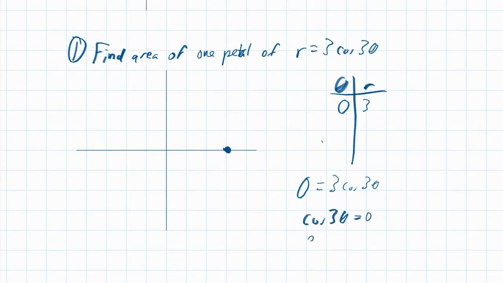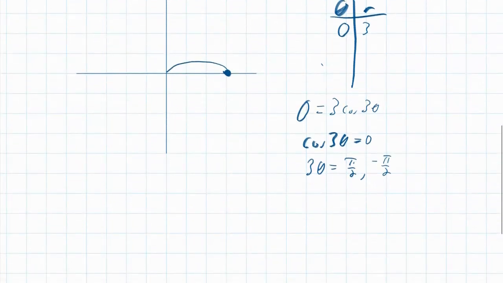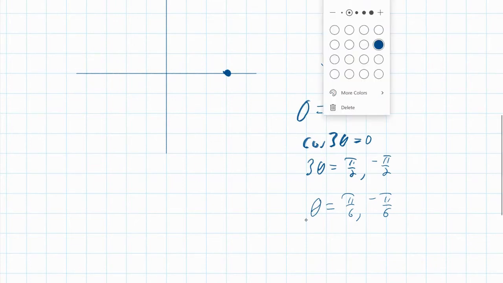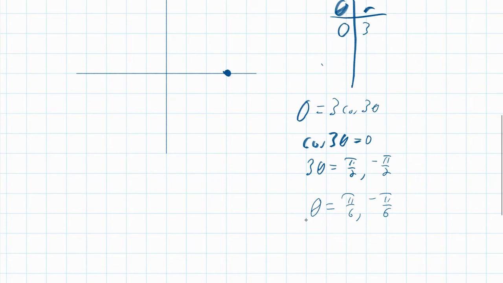That happens anywhere that 3 theta is equal to pi over 2. And another one would be negative pi over 2 if I go in reverse. Those are two places where the radius is equal to 0. If I divide by 3, theta could be pi over 6 or theta could be negative pi over 6. That should make sense based on what you're seeing. We know this is swinging back in like this and also doing the same thing here. So theta is pi over 6 is this angle, and theta is negative pi over 6 is this angle.